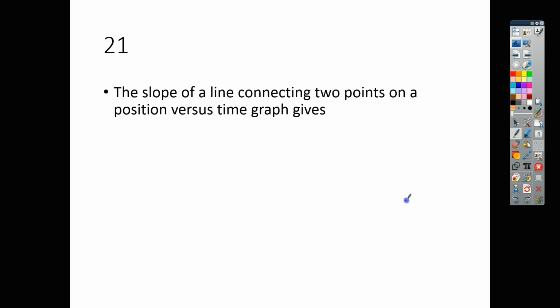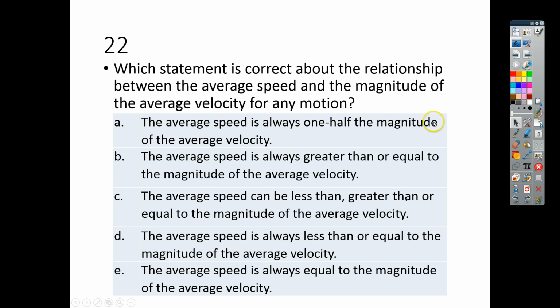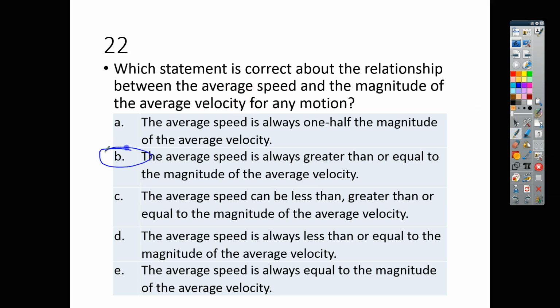Number 22. For number 22, it says which statement is correct about the relationship between the average speed and the magnitude of the average velocity for any motion. And the answer that you want here is letter B. The average speed is always greater than or equal to the magnitude of the average velocity. We've actually already seen this one before.